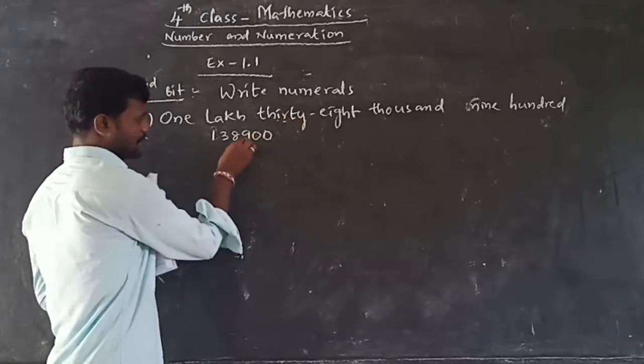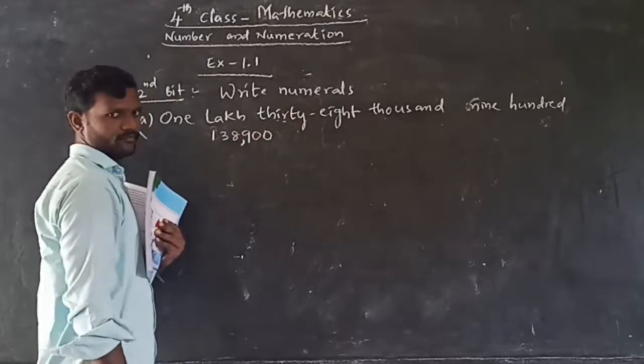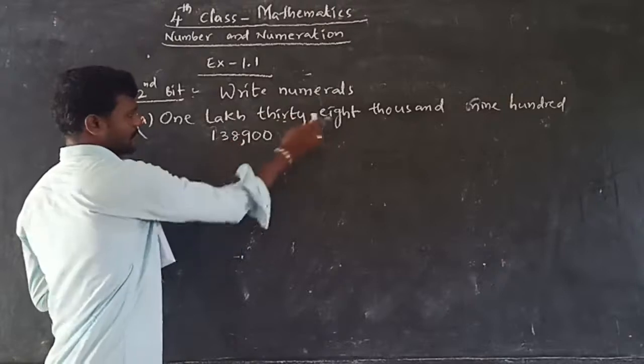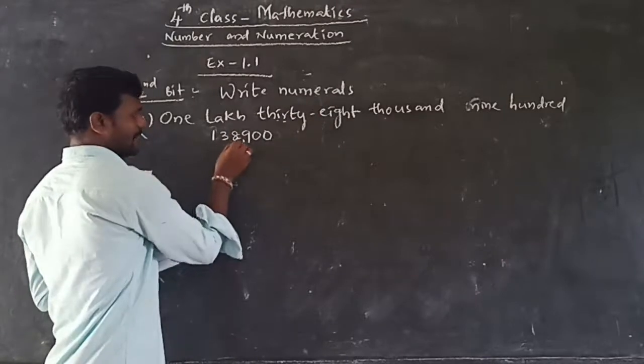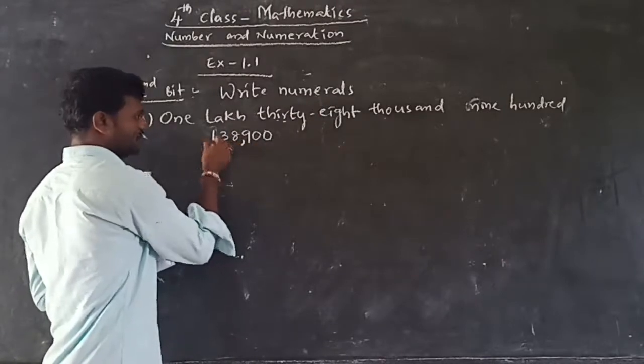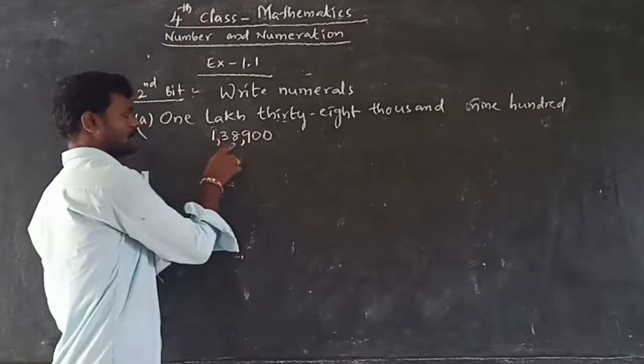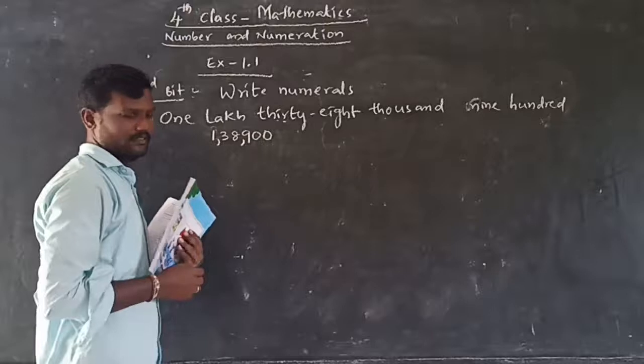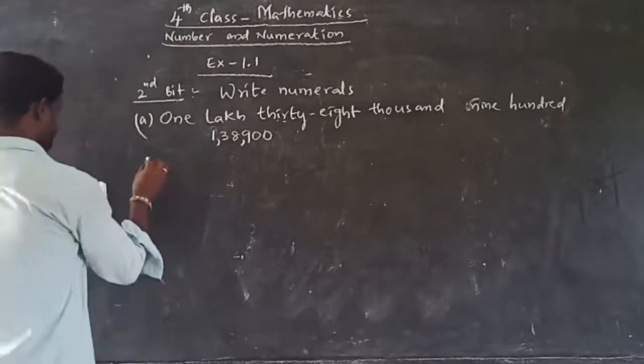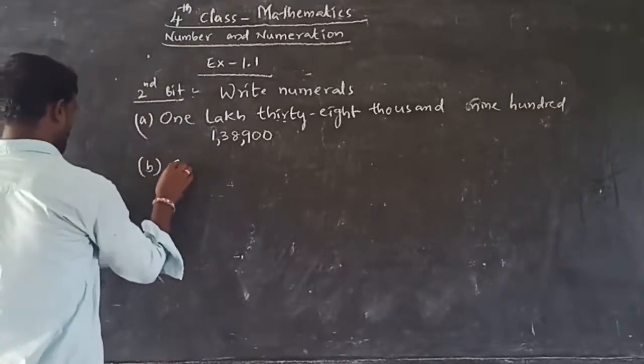After hundreds place you have to write comma. Next, 8,000. This is 38,000. So after thousands you should write comma. This is the number 1,38,900. Okay, similarly B. What is B?